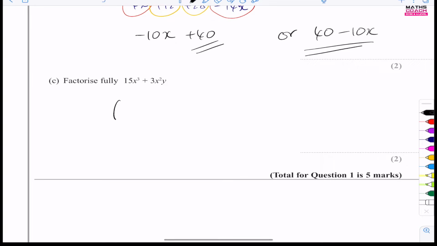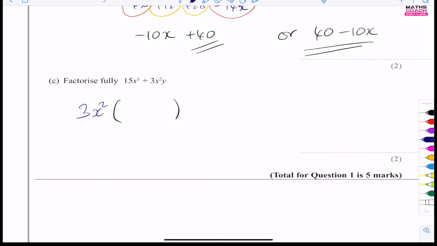Next, factorize fully 15x cubed plus 3x squared y. So we're going to have a single bracket, and this is something that you need to get used to: when you have a single bracket, and when you have a double bracket. You normally have a double bracket when you have a quadratic in the form ax squared plus bx plus c. As you can see here, we don't have that, so we're going to have a single bracket. So what's the highest common number that goes into 15 and 3? It's 3. So we can take a 3 out. Next, if you look at the x's, you've got x cubed here, and x squared here. So the minimum that we can take out is x squared. As for the y's, this has a y, but this doesn't, so we can't take the y out.